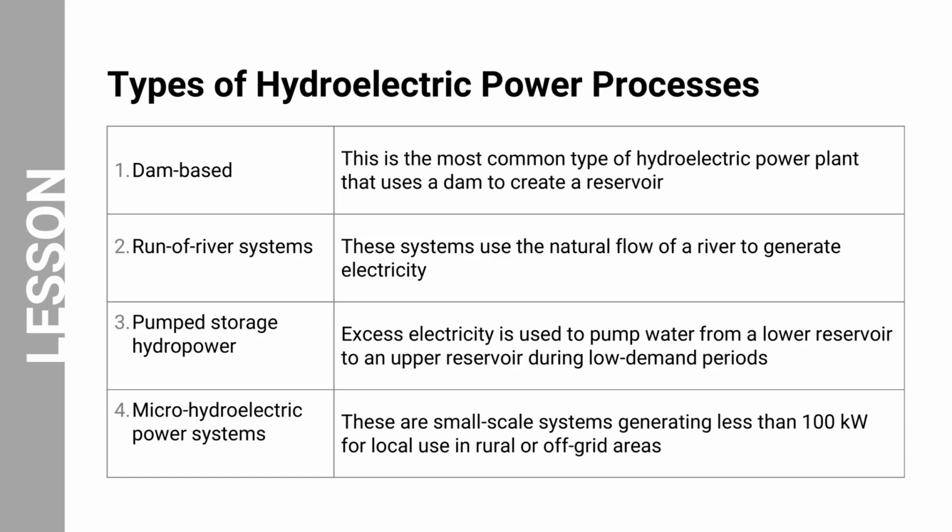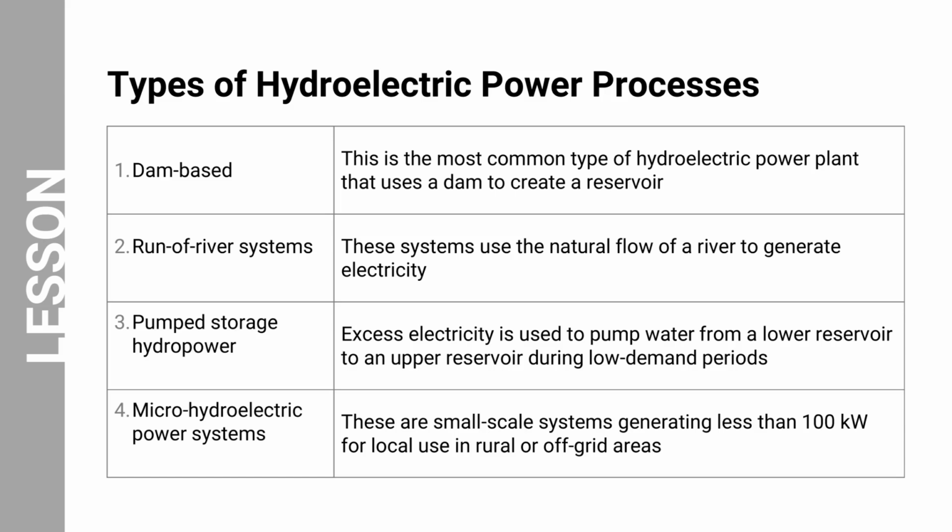Let's look at hydroelectric power processes, as these processes refer to the overall methods of generating electricity from flowing water. The different types of hydroelectric processes are dam-based, run-of-river systems, pumped storage hydroelectricity, and micro-hydroelectric power systems. Let's look at each process. 1. Dam-based is the most common type of hydroelectric power plant that uses a dam to create a reservoir. Water is stored in this reservoir and then released through turbines to generate electricity. This type of plant is typically used in large rivers with significant water flow.